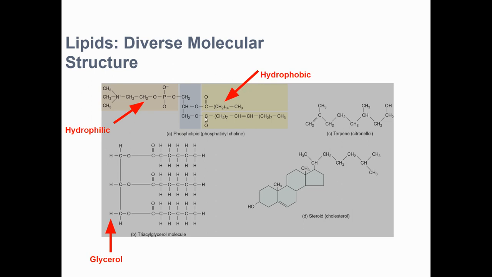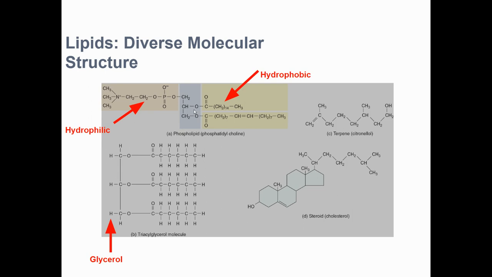Now, phospholipids have a hydrophobic tail that consists of mostly carbons and hydrogens. There's a lot of carbons here. That's CH2 multiplied by 14 times. And here we have CH2 multiplied by 7, a double bond right there, and then CH2 multiplied by 7. They're capped with a methyl group at the end. But this portion of the phospholipid is hydrophilic, and phospholipids make up your cell membranes.